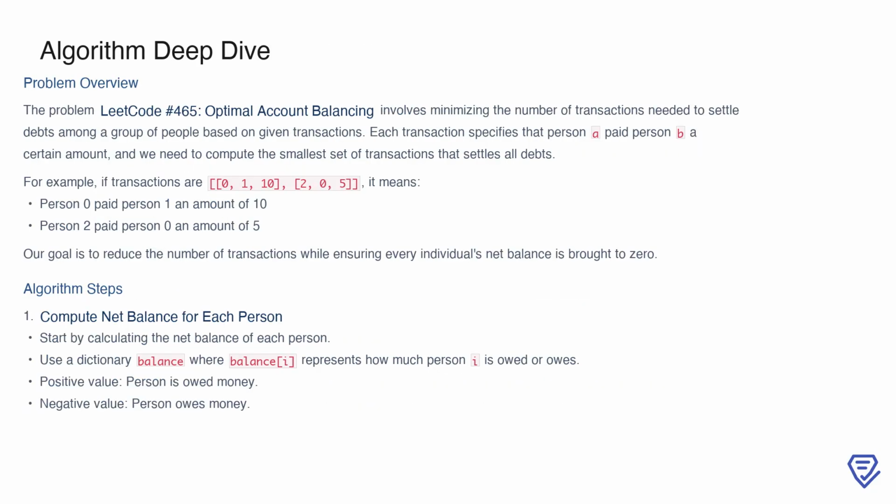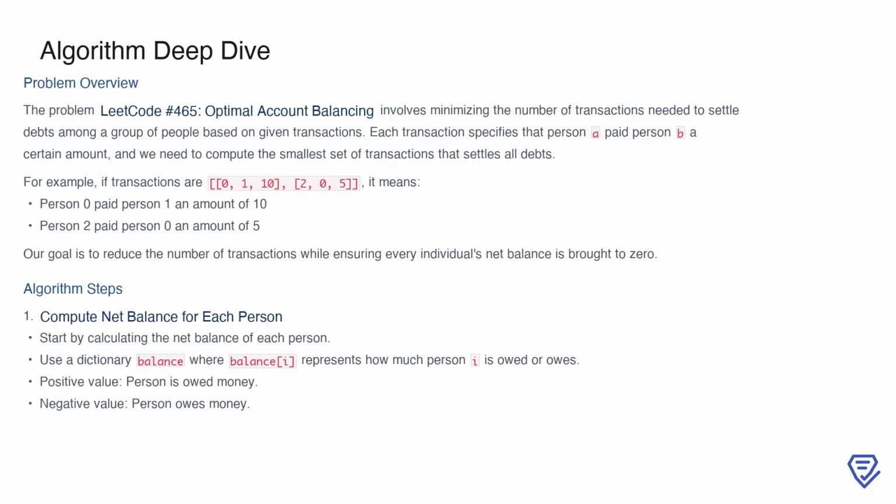This problem, optimal account balancing, challenges us to minimize the number of transactions required to settle debts within a group of people. Each transaction specifies that one person pays another a certain amount. For instance, if the transactions are [0, 1, 10] and [2, 0, 5], it means that person 0 paid person 1 a total of 10, and person 2 paid person 0 an amount of 5. Our aim is to reduce the total number of transactions while ensuring that every individual's net balance is brought to 0. The first step to solving this is to calculate the net balance for each person.